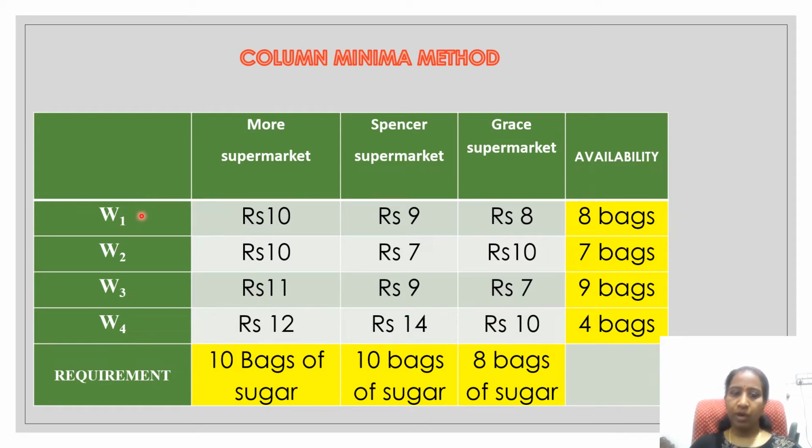That is, wholesaler 1 has 8 bags, wholesaler 2 has 7 bags, wholesaler 3 has 9 bags and wholesaler 4 has 4 bags. And the requirement of More Supermarket is 10 bags of sugar, Spencer's is 10 bags of sugar, and Grace Supermarket is 8 bags of sugar. What is given inside the table is the transportation cost. That is, wholesaler 1, when he transports goods to More Supermarket, charges rupees 10 per kg or per unit. And wholesaler 4, when he transports goods to Spencer Supermarket, charges rupees 14 per kg or per unit.